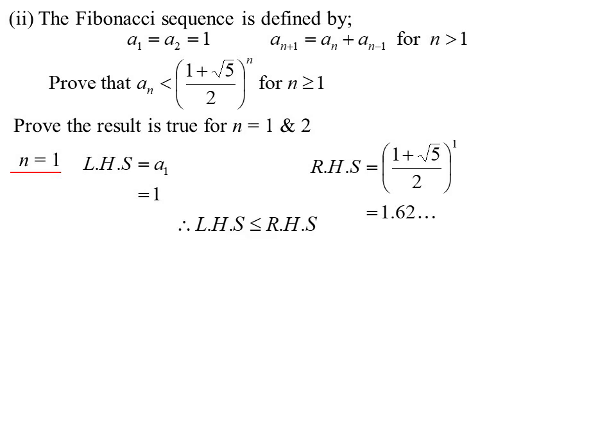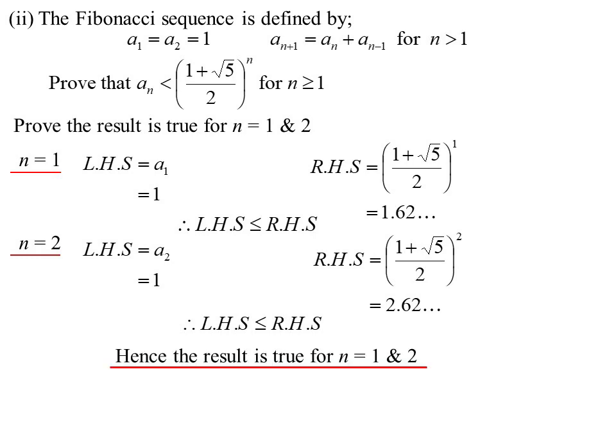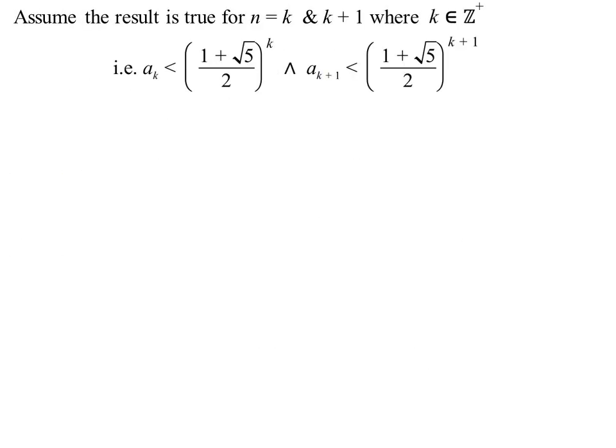That is true. Now let's do it for n equals 2, and they told me term 2 is also equal to 1. On the right-hand side it will now be squared, and that becomes 2.62 and something. Well, yes, the left-hand side is less than the right-hand side, so it is true for both 1 and 2. Now we'll make our assumption, but we need two assumptions.